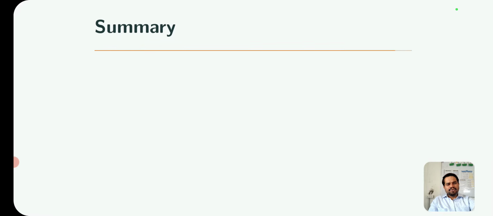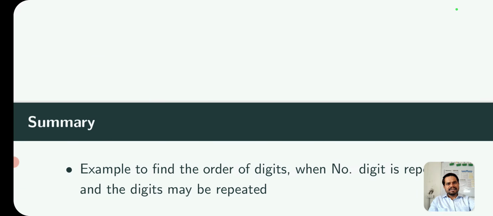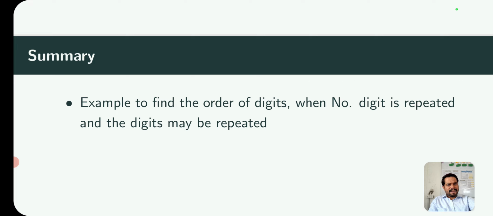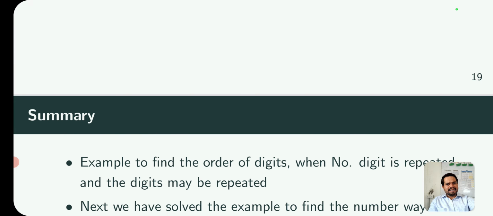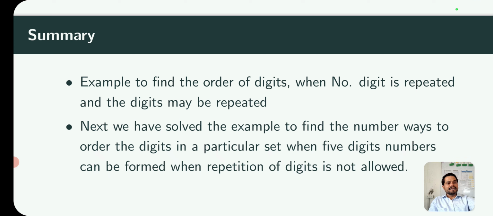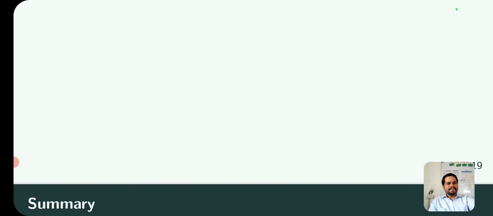Now we will summarize this lecture. What is the summary? First, we saw how to find the total number of permutations of the order of digits where no digit is repeated and where digits may be repeated. Second, we discussed how to find the number of ways in which 5 digit numbers can be formed when repetition of digits is not allowed.